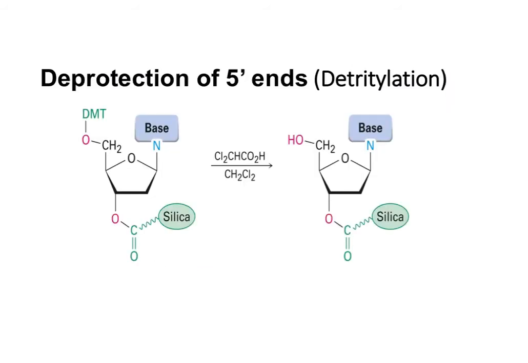Now we're going to explore the mechanism of detritylation. This is an SN1 mechanism. A weak diluted acid is needed to prevent the deprotection of the nitrogen bases in the growing chain before completion of the synthesis of the entire oligonucleotide.